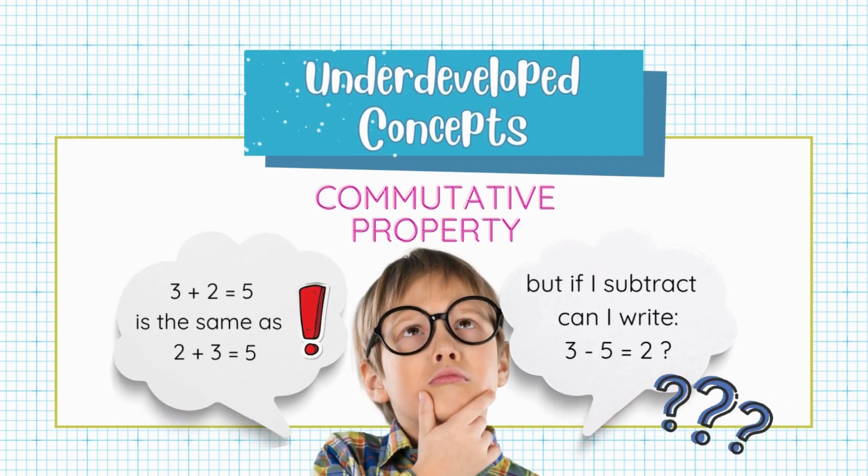Before we begin discussing the strategies, let's address any underdeveloped concepts that students may have. During Unit 2, students were introduced to the commutative property of addition, which states that the sum remains the same when the order of the addends is changed. As a result, students may be proficient in identifying related addition number sentences, but may struggle with determining the corresponding subtraction number sentences within a fact family.